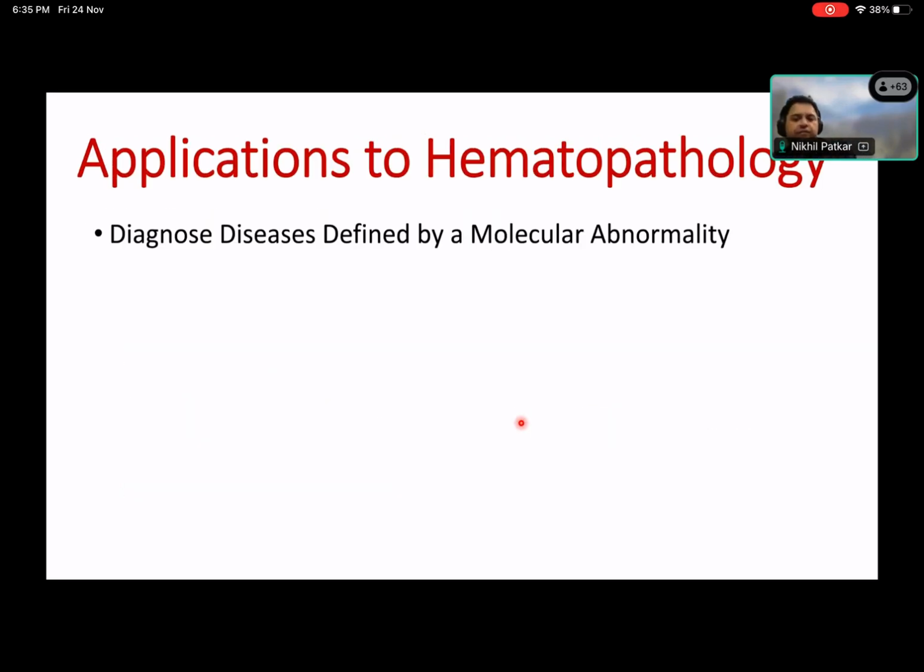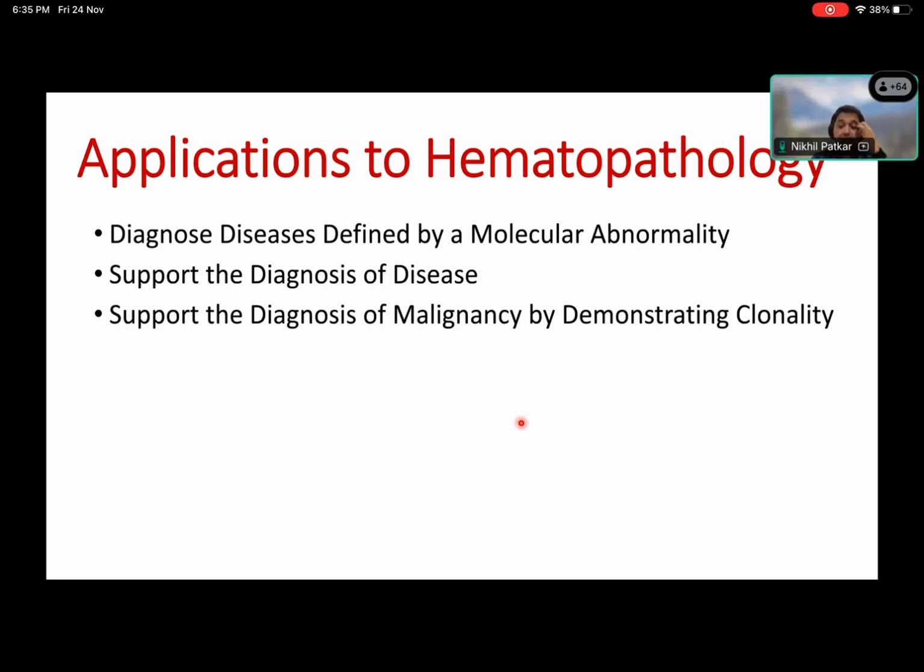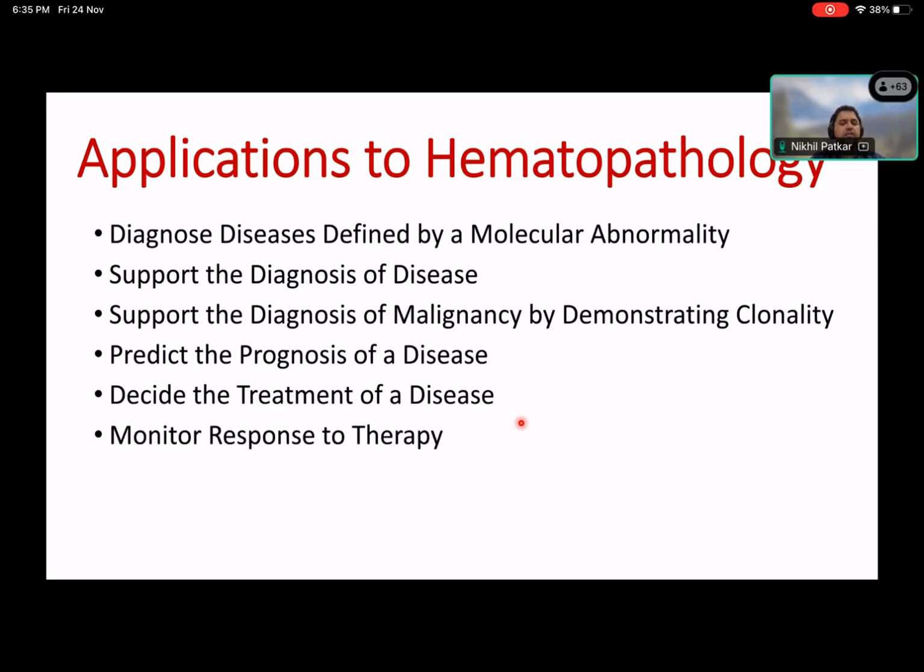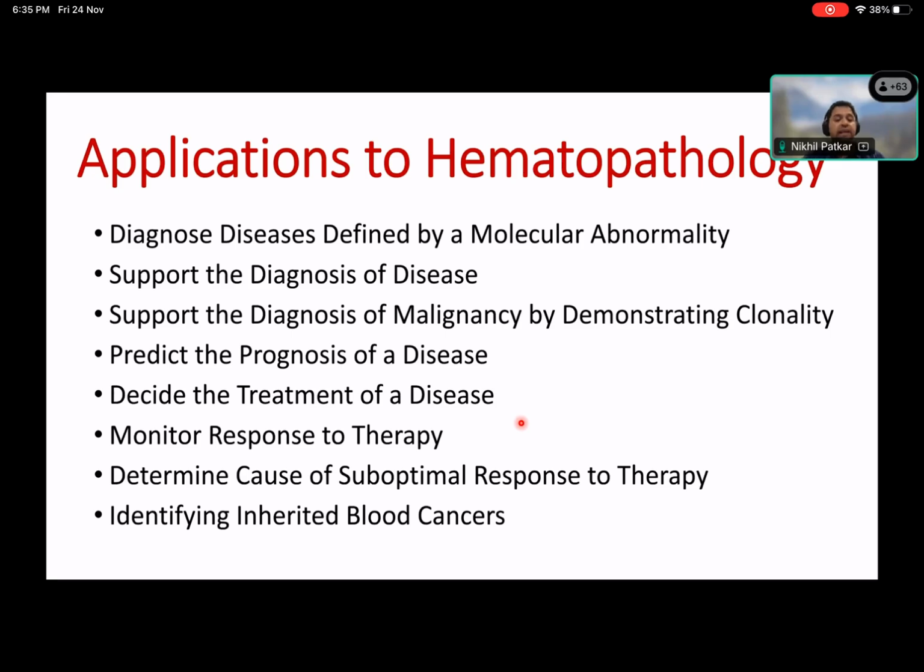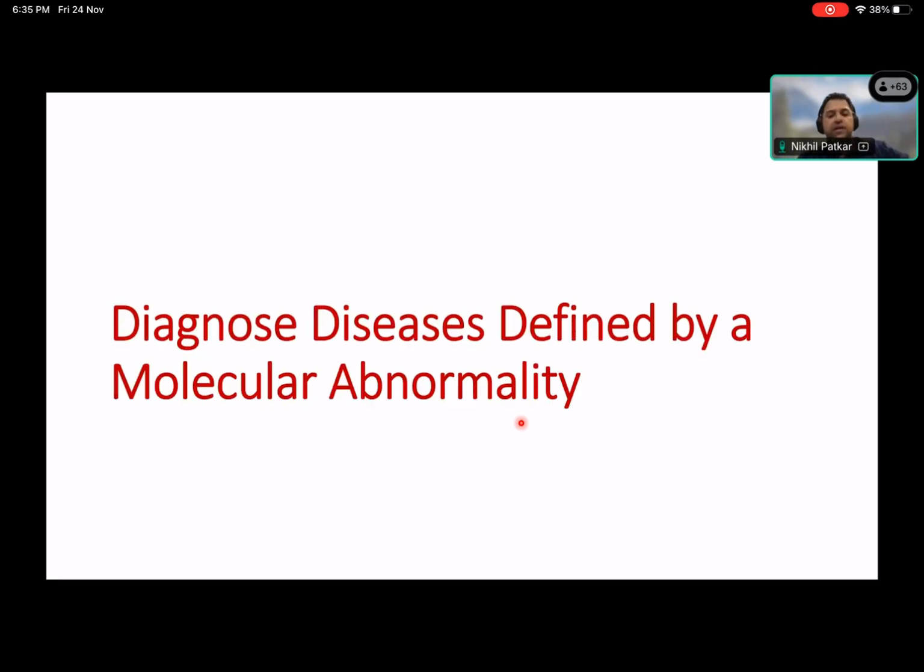So what are the applications of molecular diagnostics to hematopathology? First is to diagnose diseases which are defined by a molecular abnormality. Then to support the diagnosis of a malignancy by demonstrating clonality, to predict prognosis of a disease, to decide the treatment of a disease, to monitor the response to therapy, and to determine the cause of suboptimal response to therapy. And lastly, in identifying inherited blood cancers. So let us see some of the examples.